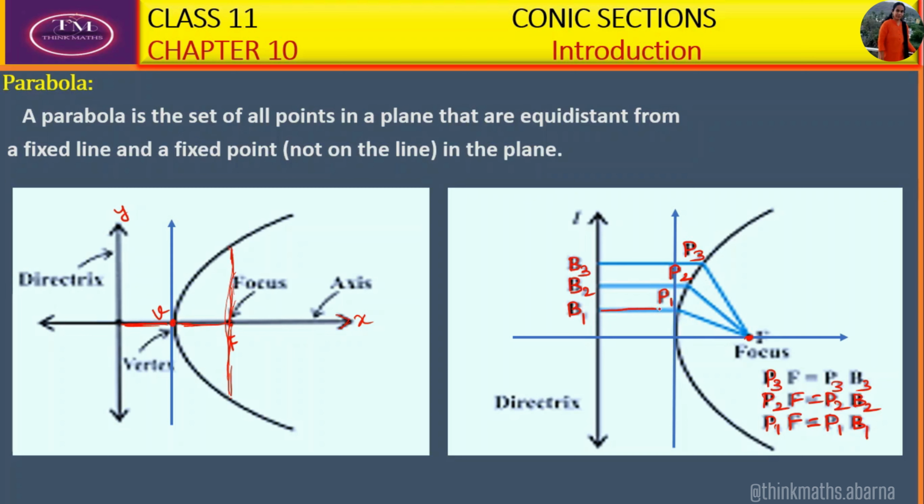So the distance between the point and the fixed line. The fixed line is nothing but the directrix. So the distance between P1 and the fixed line and the fixed point are equal, that is, they are equidistant from a fixed line and a fixed point. The fixed point is nothing but the focus. So FP1. So this is the relationship of the directrix with the parabola. Okay. So now we learned what are the terms involved in this parabola.